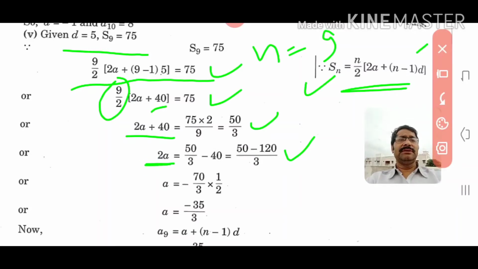Now 2a equals minus 70 upon 3. The 2 you transfer, which gives 1 upon 2. You cancel 70 by 2 and get 35. So you get a equal to minus 35 by 3.